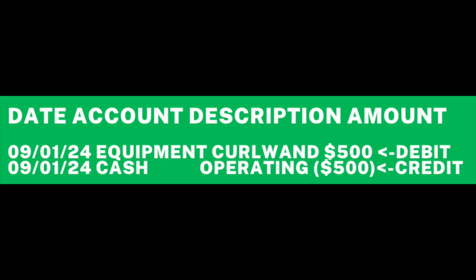Okay. So the first example, in September, you bought a curling wand for your business for $500. So what do you do? You first write the date and you debit equipment for $500 and you fill out the line description of curling wand, and then you credit cash and you populate the line description of operating for $500. And this shows that equipment went up and cash went down.